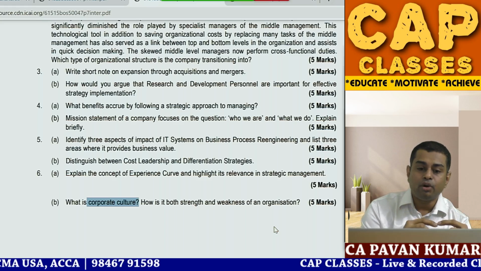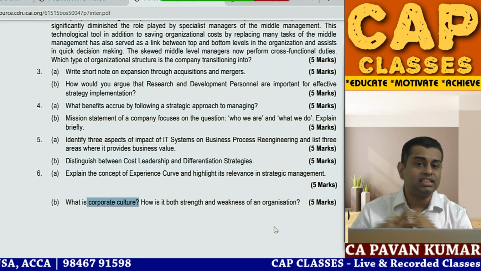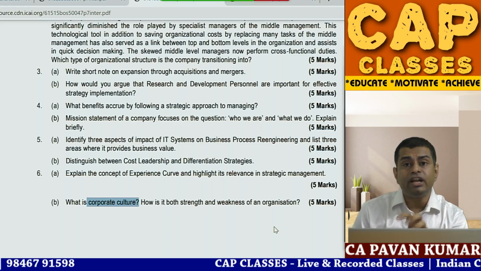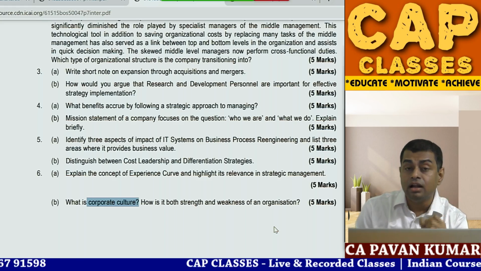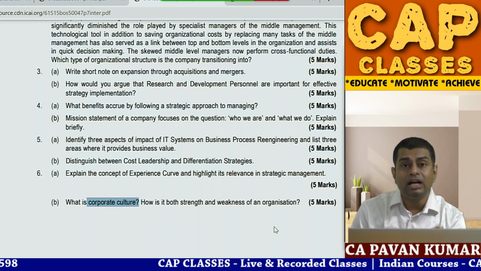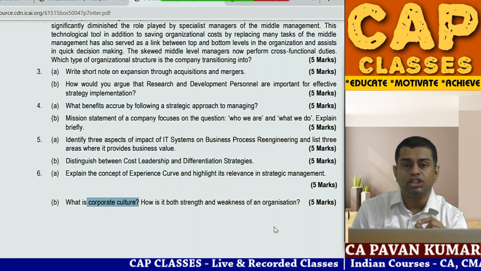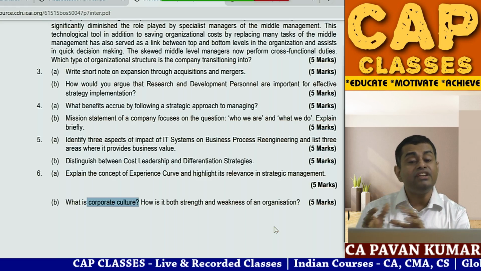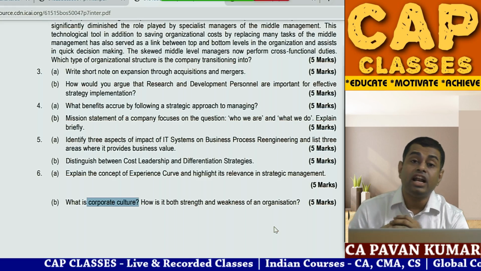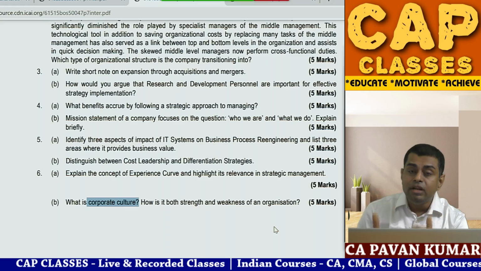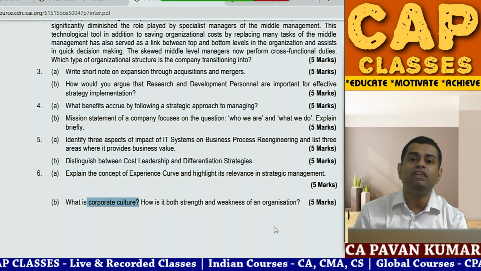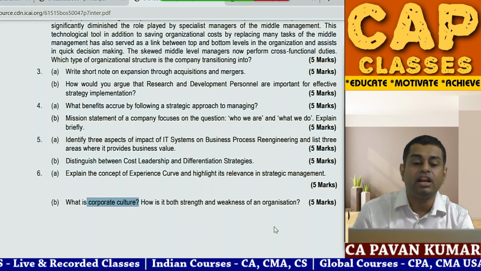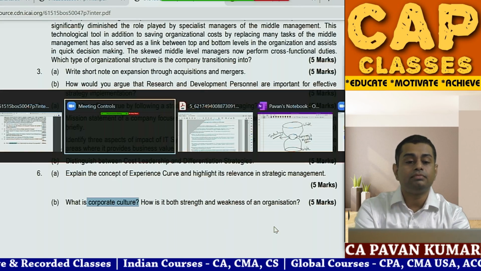Then corporate culture as a weakness. A weak corporate culture will have no fit between the strategy and the culture, and because of the employees' or human resources' resistance to change, it creates a difficulty in implementation of the strategy. The employee morale will be lower, employee commitment level will be lower, they will not work like soldiers in implementation of the strategy. This you need to write.